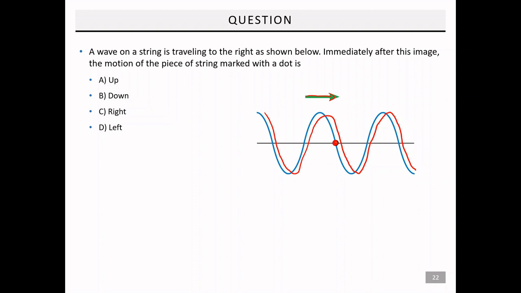So if I'm looking at this ribbon right here in the middle, that ribbon has to stay along this dotted line. It cannot move left or right. So an instant after this picture is taken, the only place this ribbon can go is up. So immediately after this image is taken, the motion of the string at the black dot is up, and the answer is A.